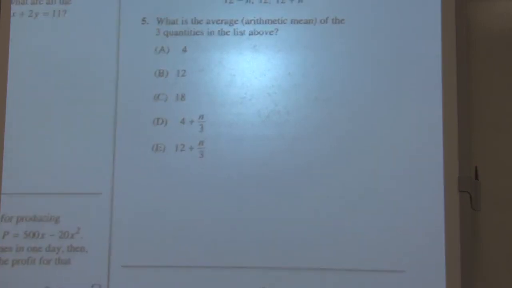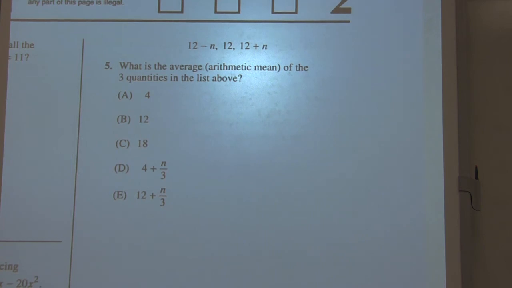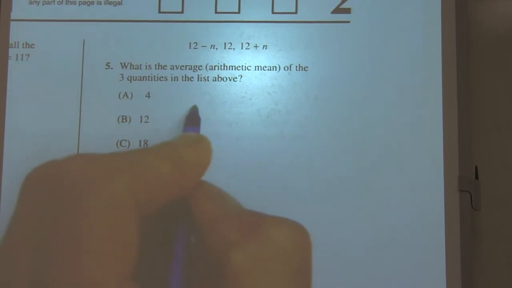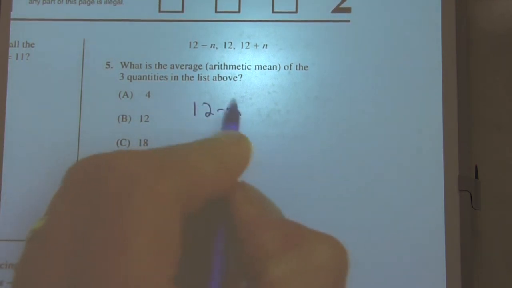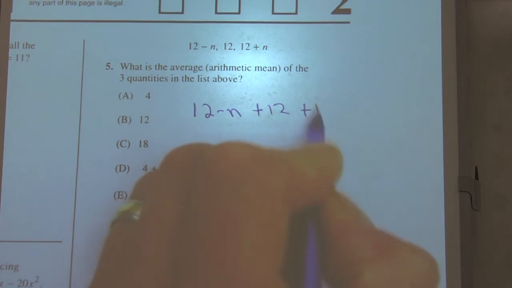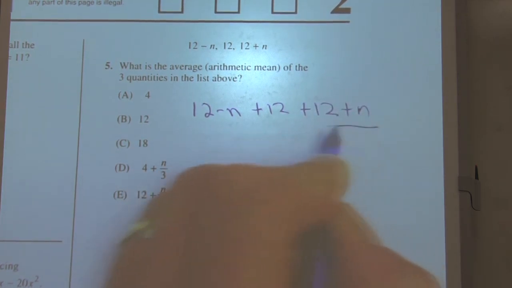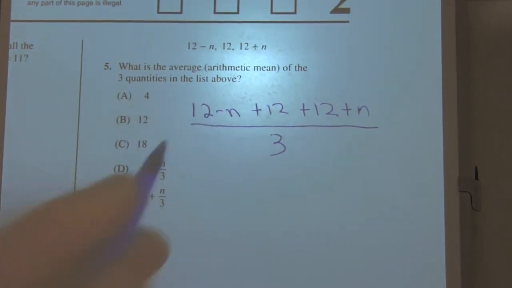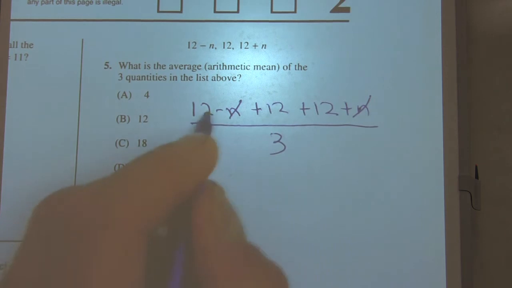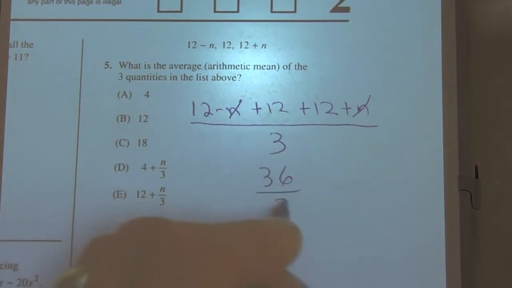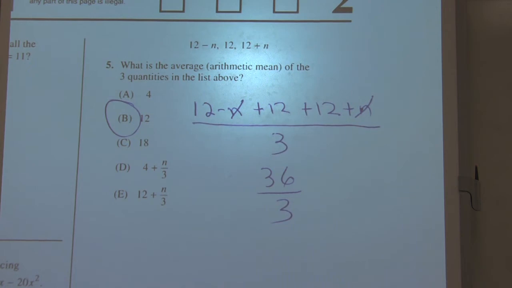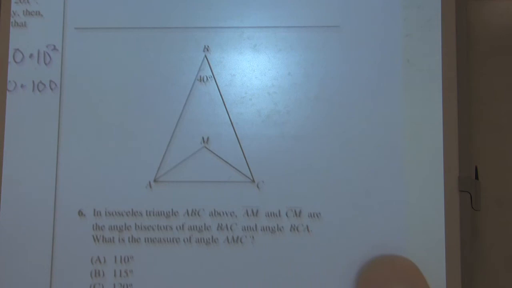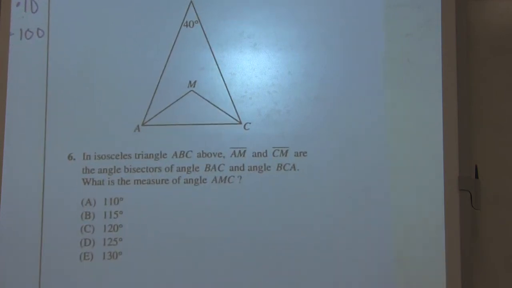Okay, number 5. What is the average? Average means you add them up and divide by the number of numbers, so I have 3 different numbers here. We're just going to add these numbers up: 12 minus n plus 12 plus 12 plus n, and then whatever that sum is, I divide that by 3 because there are 3 different numbers right here. So the n's cancel, you guys, and 12 plus 12 plus 12 is 36, divided by 3 is 12, choice B. Okay, so those ones are nice and easy. Those are level 1 type problems, and then we hit a geometry one. Those geometry ones usually get a little bit harder.